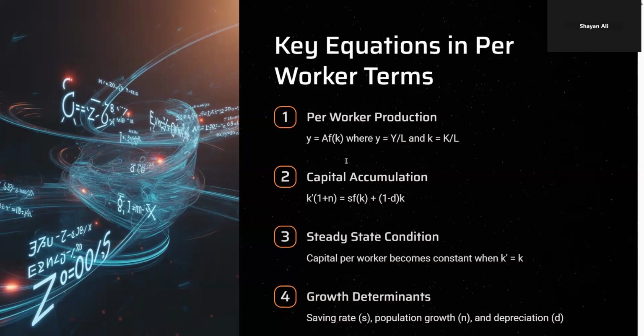And the third one, the steady state condition. The steady state is where capital per worker stops changing. That's where the economy levels off unless there's progress in technology. And the three key drivers in this model are savings, population growth, and depreciation. Now, to the next slide.